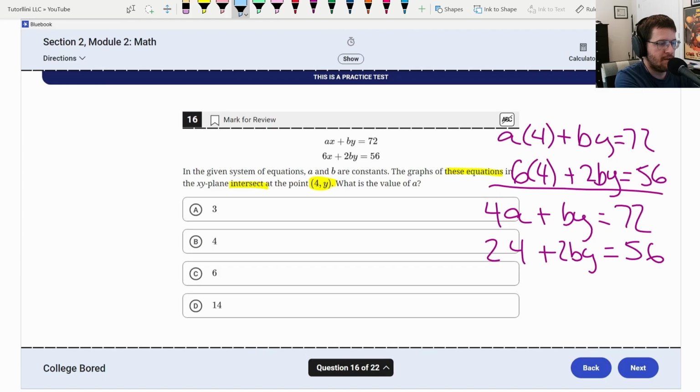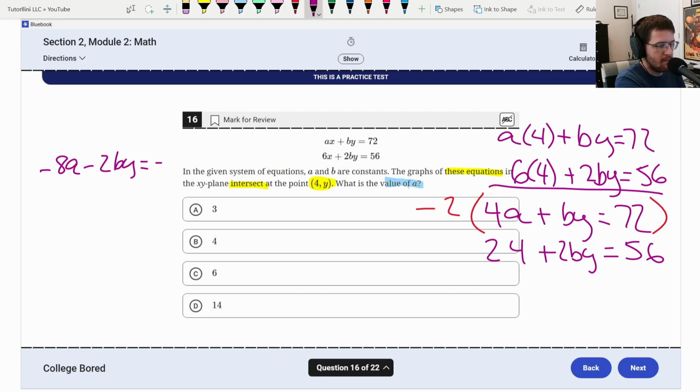So the question wants us to find a. So I'm kind of thinking, why don't we get rid of this using elimination? So we've got 1by and we've got 2by. So the least common multiple of 1 and 2 is just 2. So I'm going to try to make one of them positive and one of them negative. How about to accomplish that, I multiply the top one by negative 2. And that should hopefully give us what we want. So let's come over here. We get negative 8a minus 2by equals, what's negative 2 times 72?